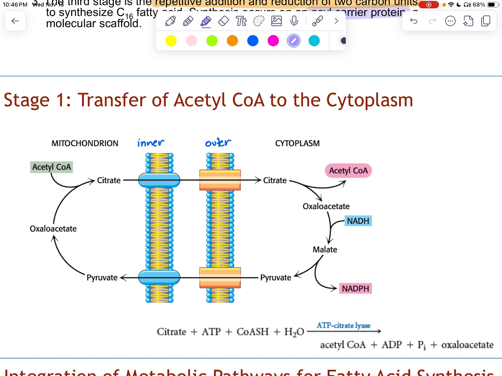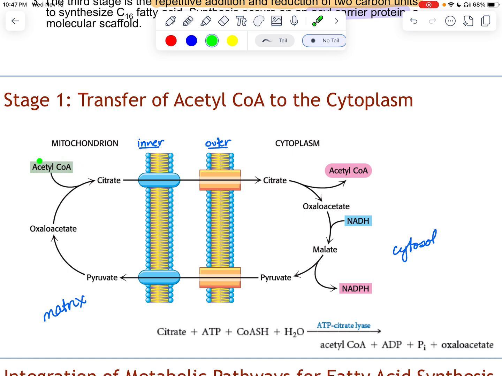There is not a carrier across that mitochondrial membrane. So let's orient ourselves. We're in the matrix over here. We're in the cytosol over here. We've got our inner membrane and our outer mitochondrial membrane. And we've got our citric acid cycle running in here.